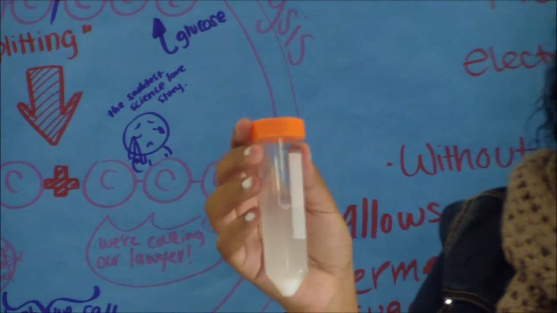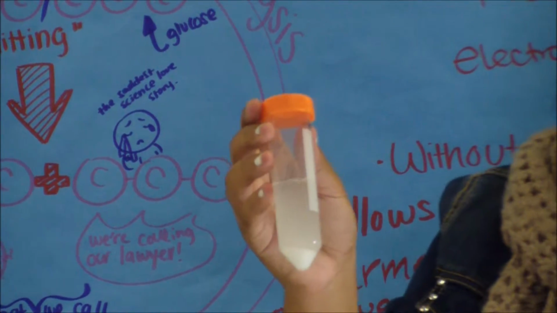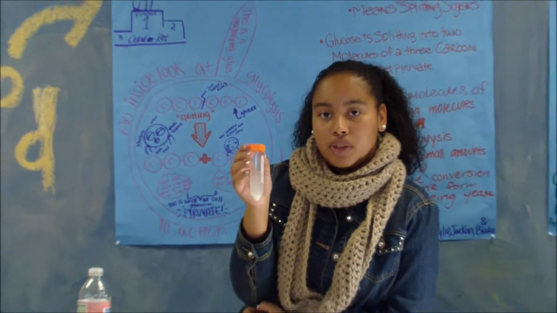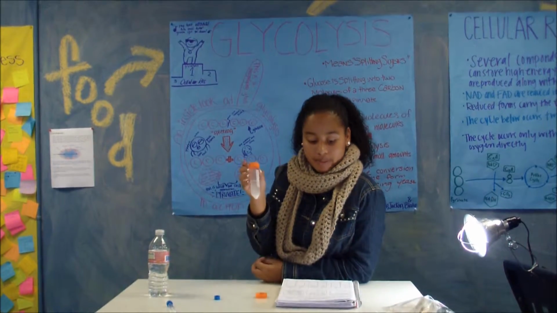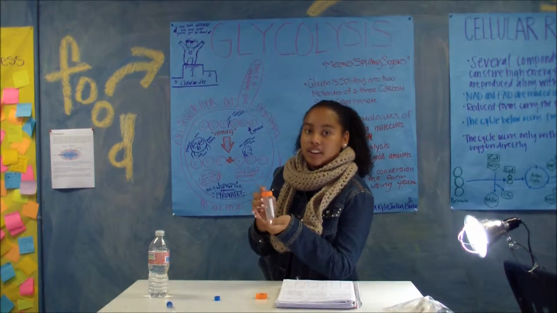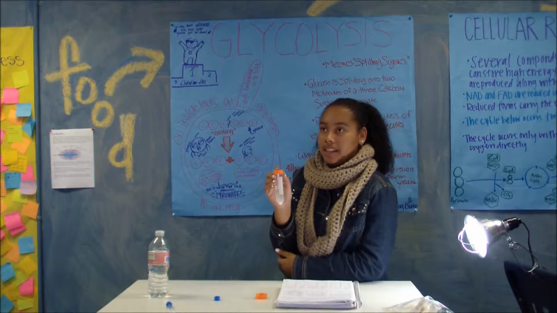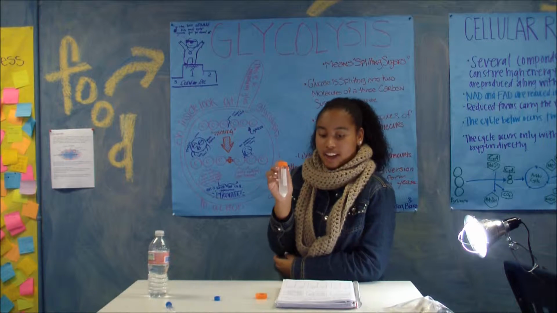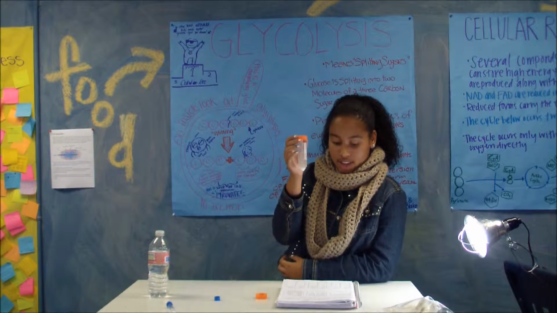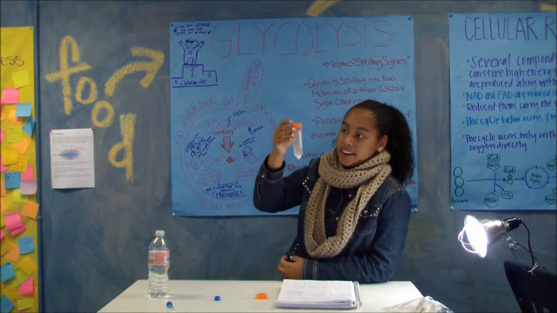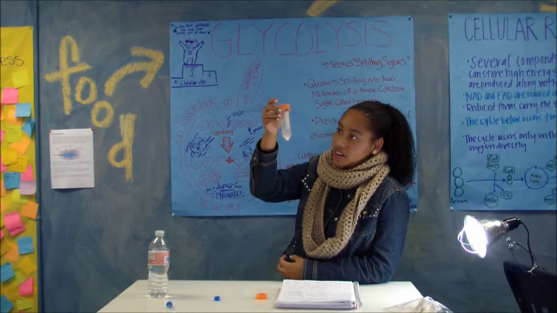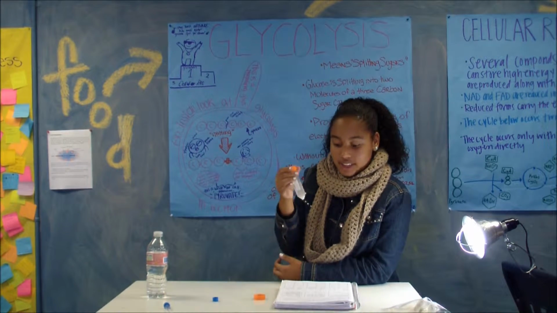Glycolysis has to do with glucose, and it splits the 3 carbon sugar into 2 sugars. And then that is called a pyruvate. And once glycolysis occurs, there's no more oxygen in this step. So right now, there's pretty much no oxygen whatsoever in this test tube.